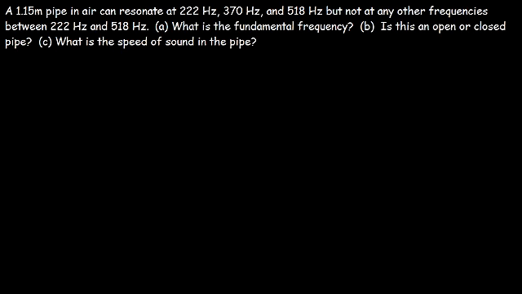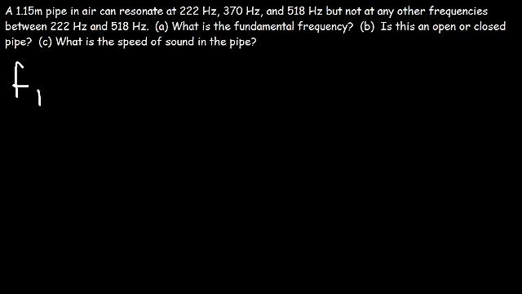A 1.15 meter pipe in air can resonate at 222, 370, and 518, but not at any other frequencies between 222 and 518. What is the fundamental frequency? If the pipe is an open pipe, then 222 and 370 are successive harmonics. The fundamental frequency will be the difference between the two. If it's a closed pipe, that means that the successive overtones differ by 2 harmonics, which means that the fundamental frequency will be the difference between the two numbers divided by 2.